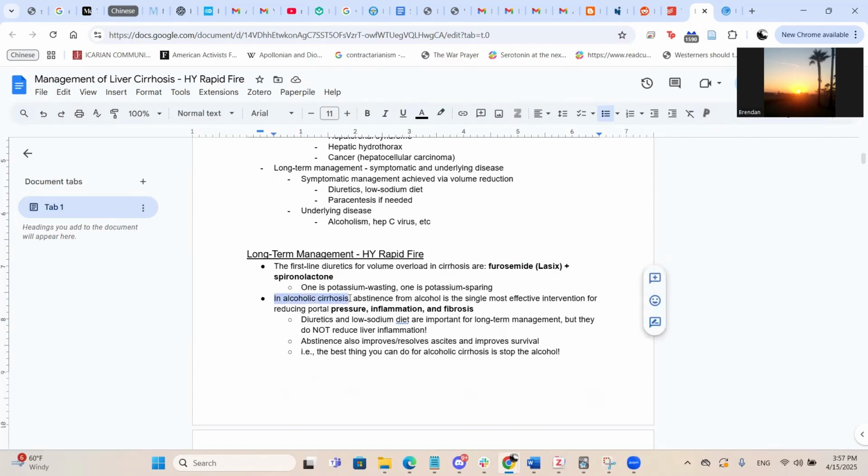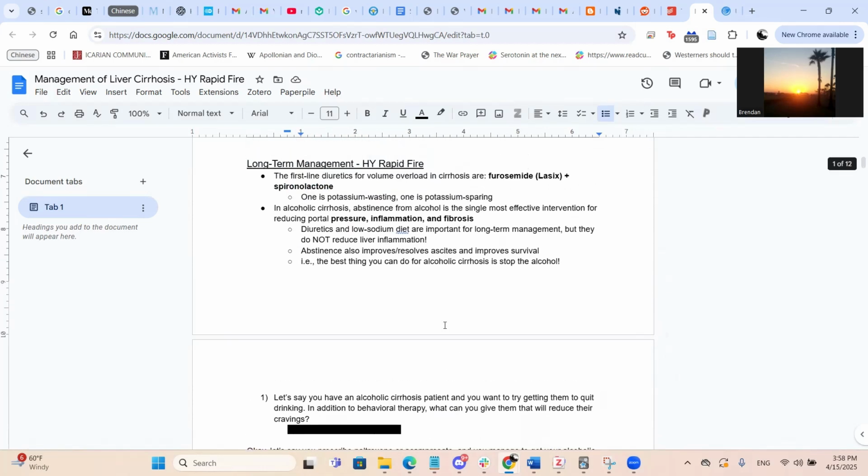Second point, in alcoholic cirrhosis, abstinence from alcohol is the single most effective intervention you can do to reduce portal pressure, inflammation, and fibrosis. Even though we already mentioned the diuretics and low sodium diet as part of first line management, and they might have an effect on the portal pressure, they don't really have an effect on the inflammation or fibrosis. Abstinence from alcohol is going to improve the inflammation, fibrosis, and pressure. It's also going to improve the ascites and the mortality rate overall. In other words, the best thing you can do for alcoholic cirrhosis is stop drinking alcohol.